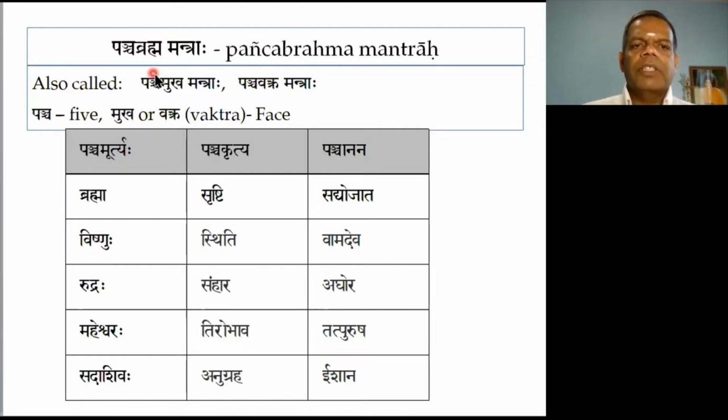So they are called Pancha Brahma Mantra, the 5 Brahma Mantras. And they are also called Pancha Mukha Mantras, the 5 face mantras, which is also Pancha Vaktra Mantra. Vaktra also means face. So they relate to the Pancha Murtyaha. Murti means singular, Murtyaha means plural, so Pancha Murtyaha means 5 murtis, or 5 forms. They are Brahma, Vishnu, Rudra, Maheshwaraha, and Sadashivaha.